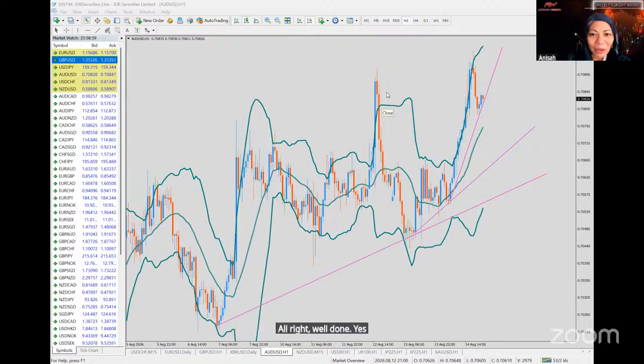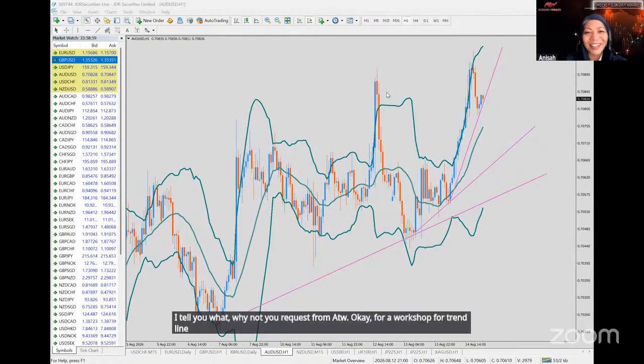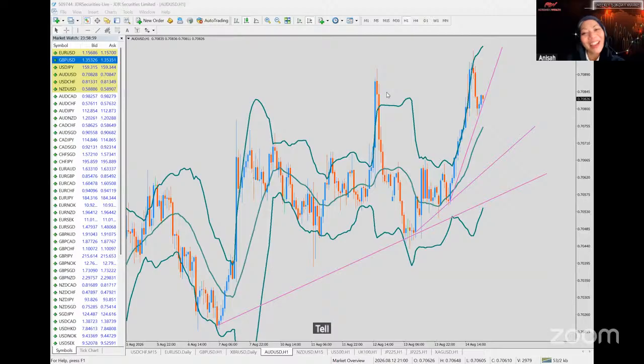Where can we learn or get educated on trend lines? I tell you what, why not request from ATW a workshop for trend lines with Anis. Tell ATW you want that, then I can teach you. Okay, all right, so moving on.